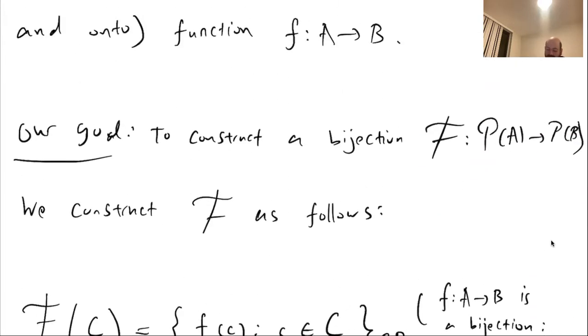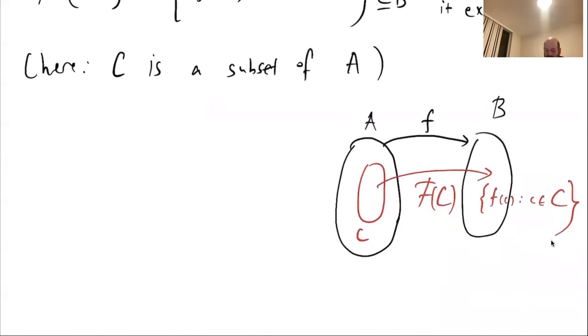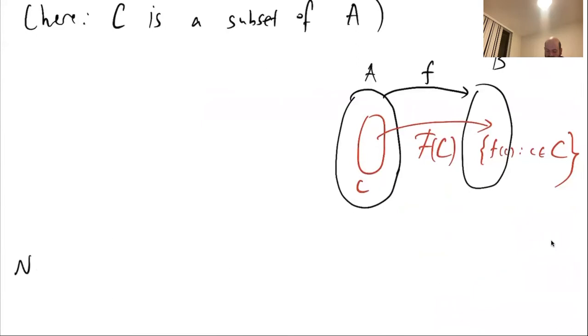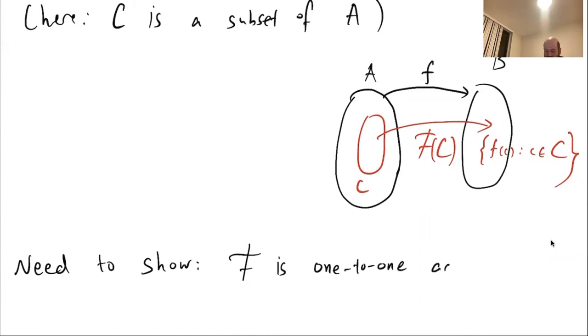So far so good. Every element of P of A, if I apply curly f to it, I'll get some element in P of B, because I get a subset of B. Okay, so now I need to show that curly f is one-to-one and is onto.